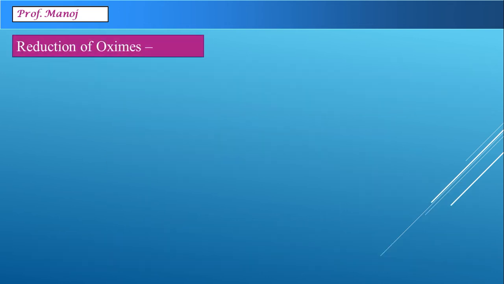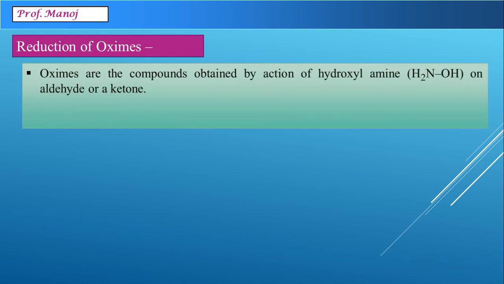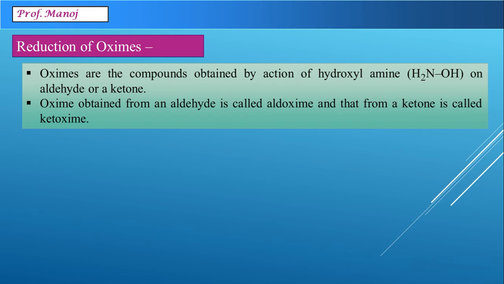Let us come to the next now, reduction of oximes. Oximes, first of all, let us understand what are these compounds, because we have never seen this before in any other topic. Oximes are the compounds obtained by action of hydroxylamine on aldehyde or a ketone. Oximes obtained from aldehyde are called aldoxime, and from a ketone they are called ketoxime.